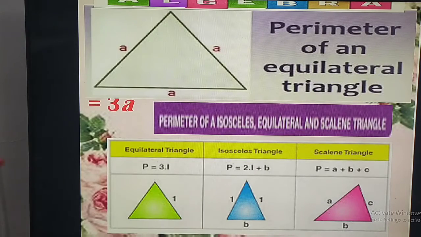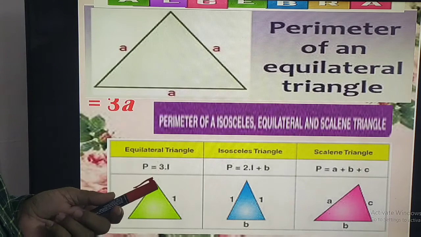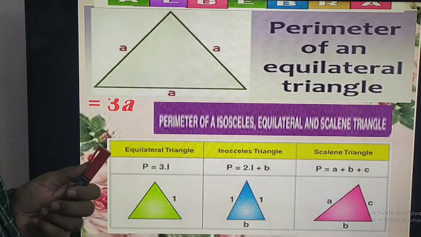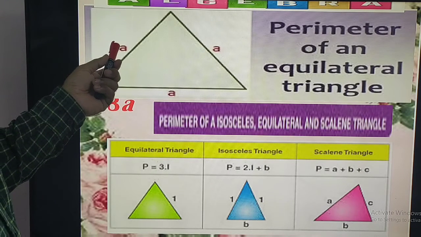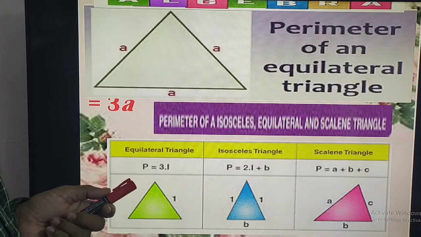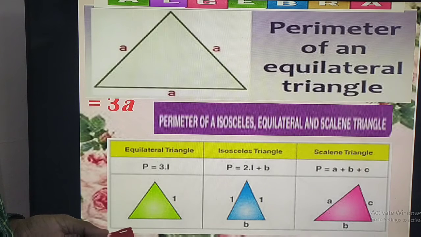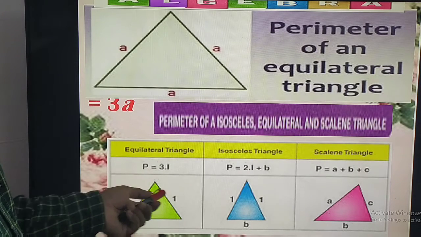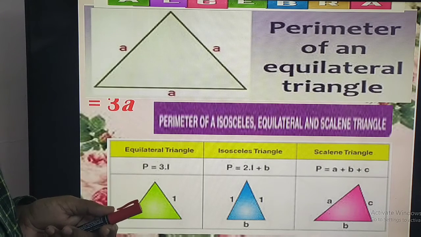Now let us see the application of algebra. Suppose we want to find the perimeter of an equilateral triangle or any triangle. We have already seen this, but we see it again. Suppose the variable A is each side of the equilateral triangle. Then the perimeter is the sum of all three sides, that is 3A. Suppose the length of each side is L, then the perimeter is 3L.